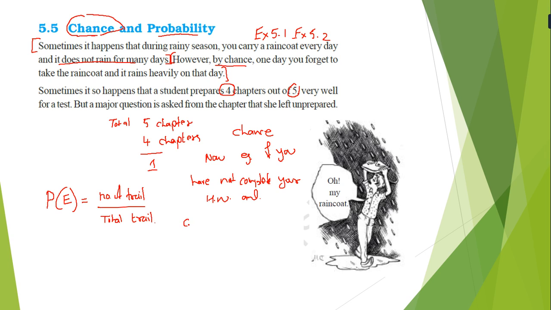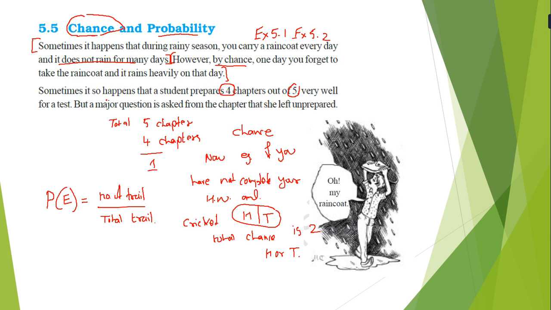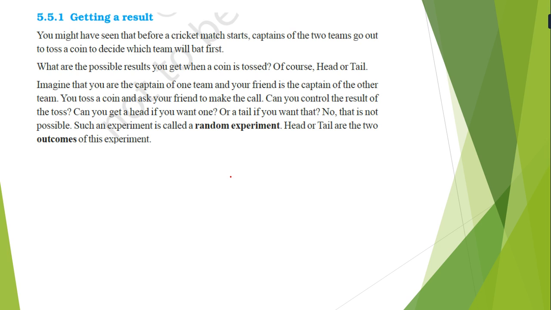These are all the examples. In a cricket match you have seen that a toss is there, and then head and tail. The total chances are 2, but out of them only one is selected, either head or tail. One more example we have to see, getting a result. Here we have taken the result head and tail.